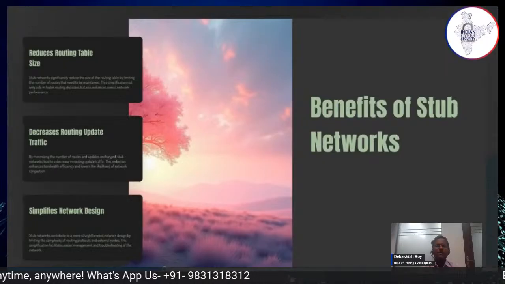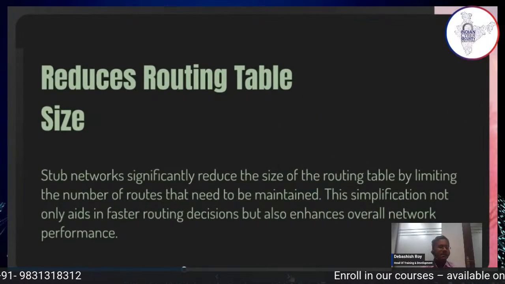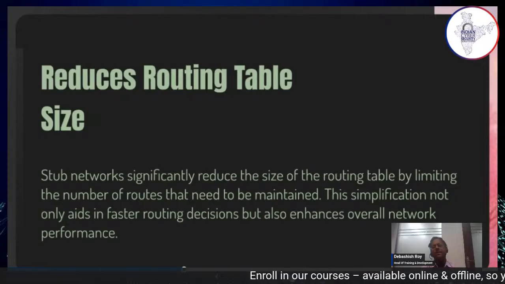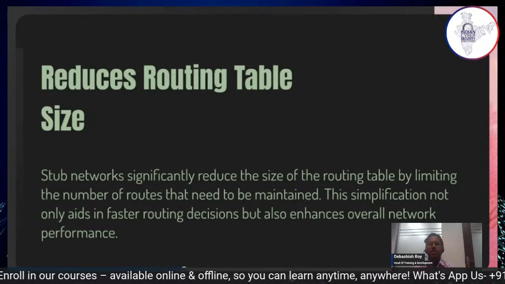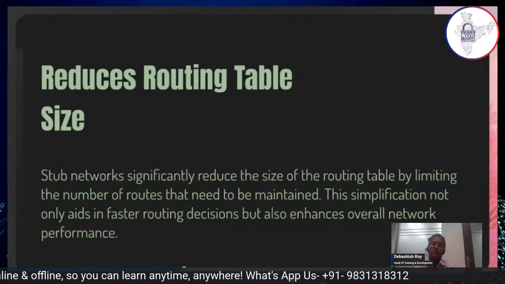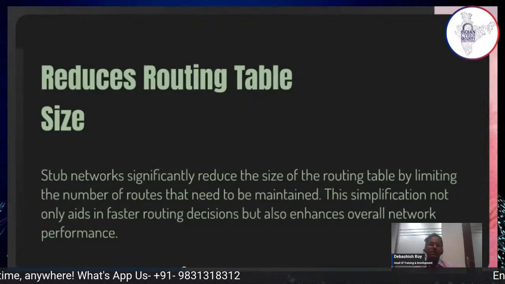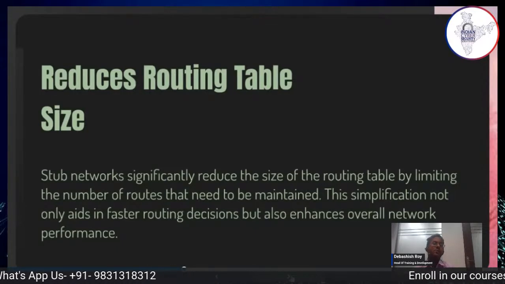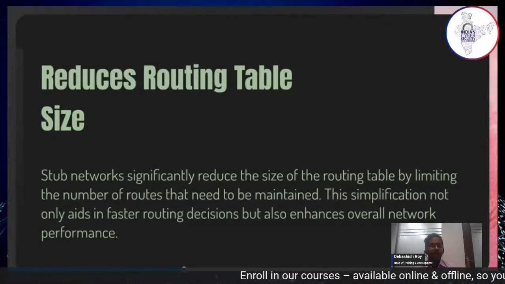Now, what are the benefits of stub networks? It reduces routing table size. So, stub networks significantly reduce the size of the routing table by limiting the number of routes that are maintained, because otherwise the routing table will be overwhelmed with the routing updates and it will be like flooding. This simplification not only aids in faster routing decisions but also enhances overall network performance in the EIGRP.